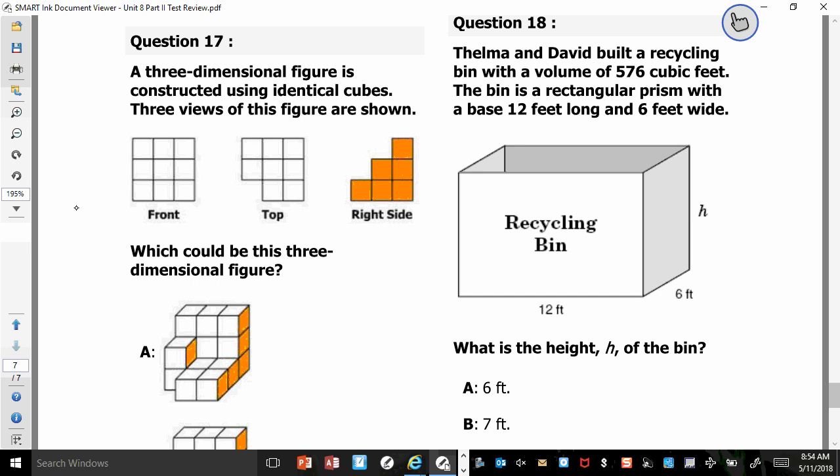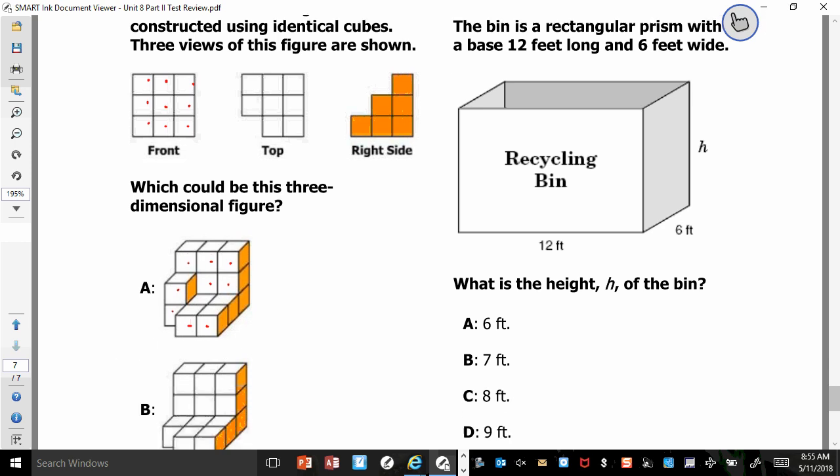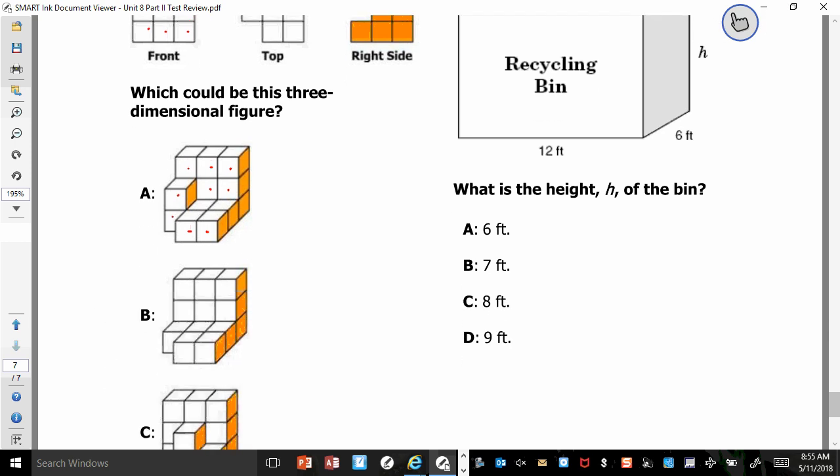All right, 17. Three-dimensional figures constructed using identical cubes. Three views of this figure are front, top, and right side. Right, so the front view is going to be 3 up and 3 across, okay, which would make a square. So let's look at this one. 3 up, 3 up, 3 up, and 3 across. So that one could work. 3, 3, right? So that one could work.